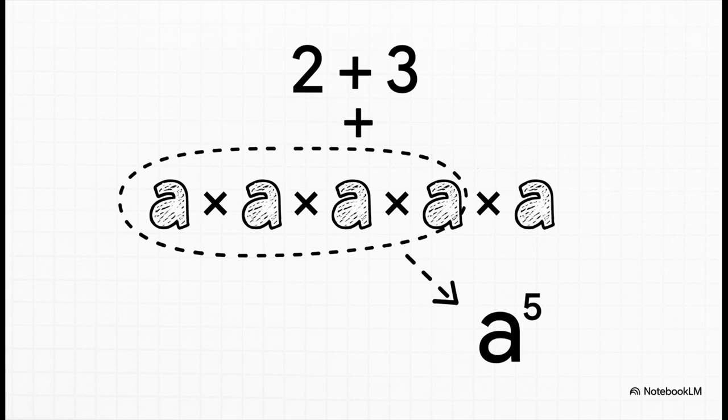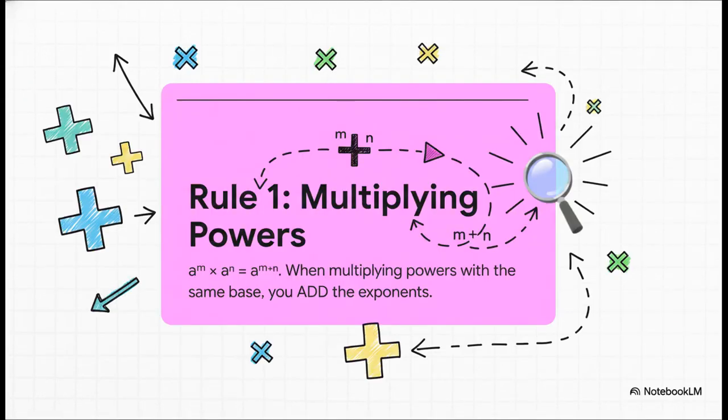But hang on a second. Did you see the shortcut? We started with the exponents 2 and 3, and we ended up with the exponent 5. What's the really simple math that takes you from 2 and 3 to 5? Yes, you just add them. And that is our first huge rule. Whenever you multiply powers that have the exact same base, you just add their exponents. 2 plus 3 gives us 5. This little trick means you never have to write it out the long way ever again.